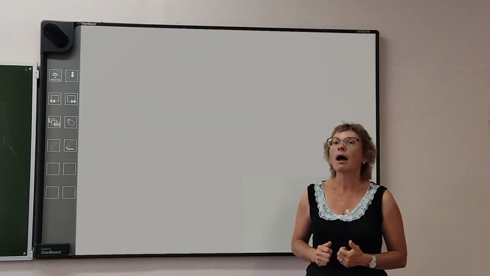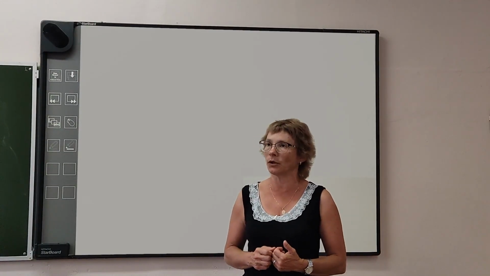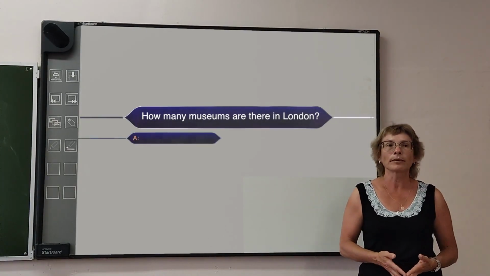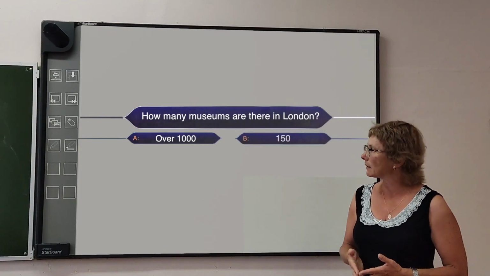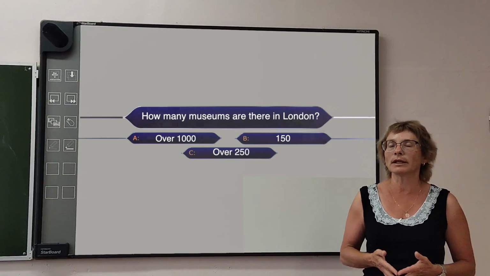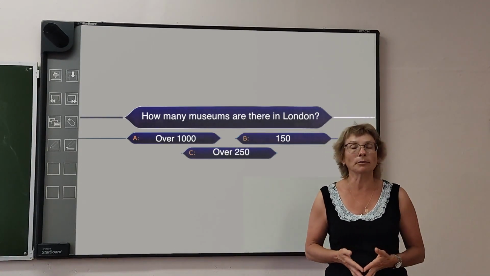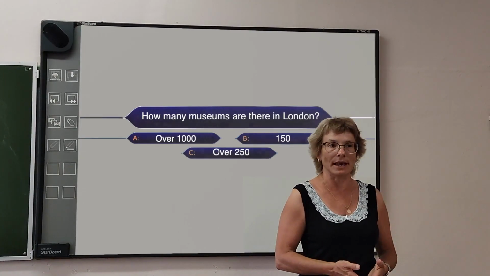But I have prepared a tricky question for you. Let's see if you know how many museums there are in London. A. Over 1,000. B. 150. C. Over 250. Now you can pause the video and choose your answer.